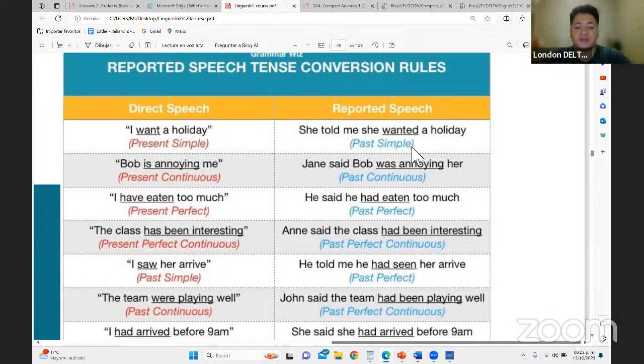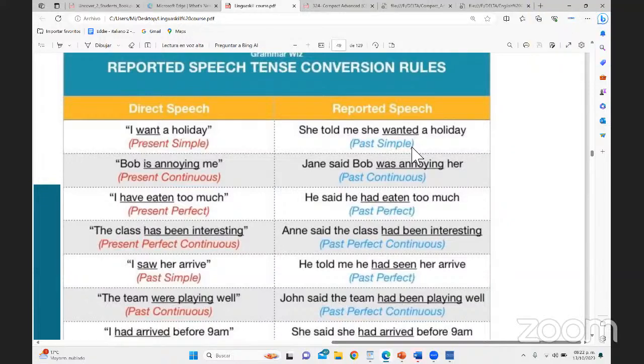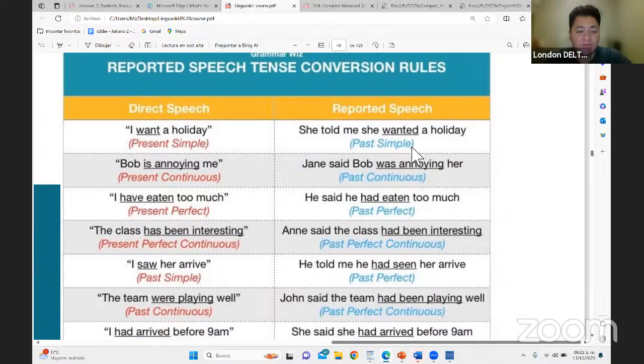And you can read these examples too. Can you please help me, Cesar? Let's read the examples with the direct and reported speech. Yes, teacher. Direct speech: I want a holiday. Present simple. In reported speech: she told me she wanted a holiday. Past simple. Okay, let's continue.